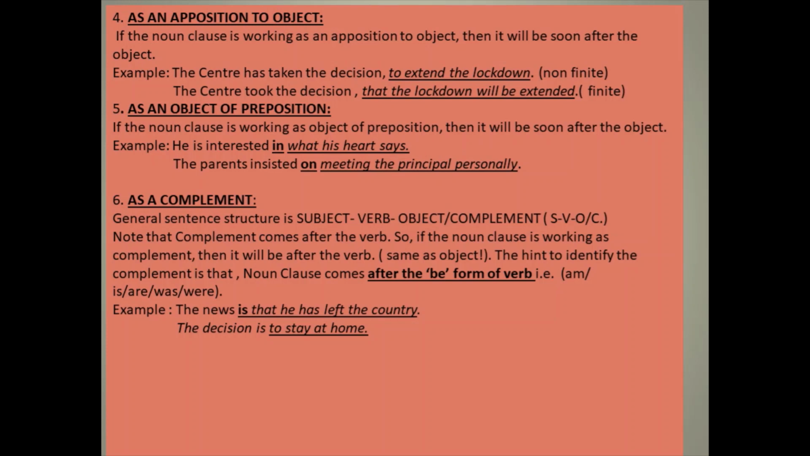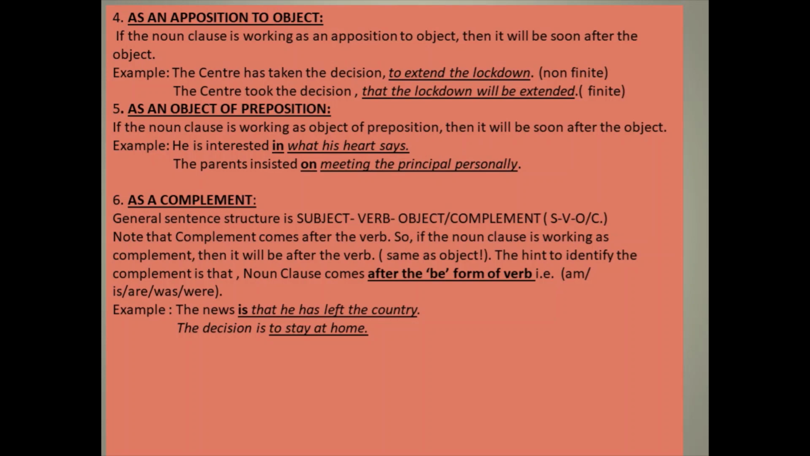The center took the decision that the lockdown will be extended. This is another example, but with the same meaning. The center took the decision. Decision, object. Took what? Took the decision. So, soon after the object, that the lockdown will be extended is apposition to the object. So you don't have to get confused with that. You just have to understand the functioning.